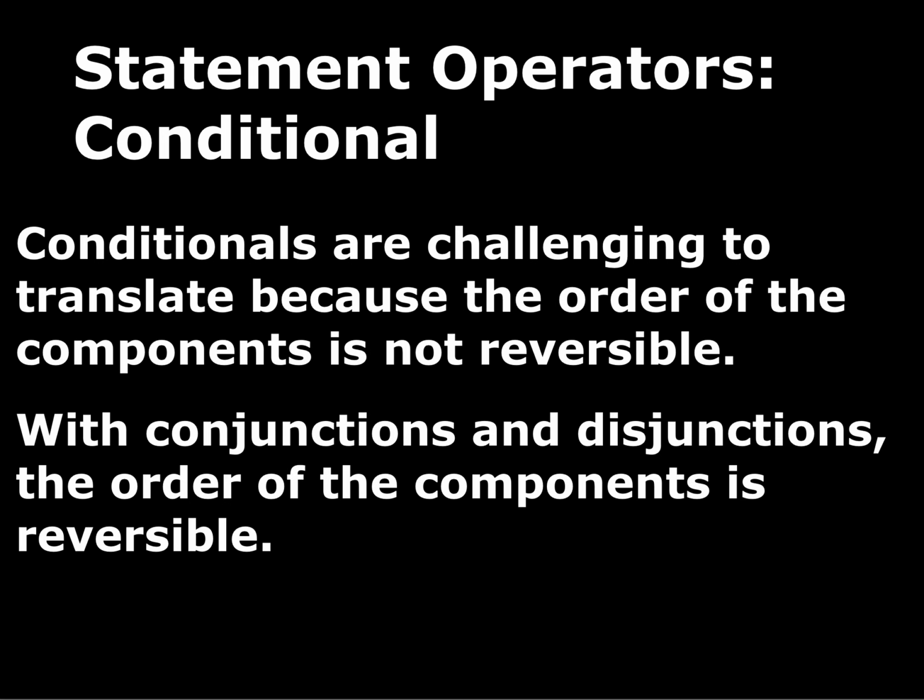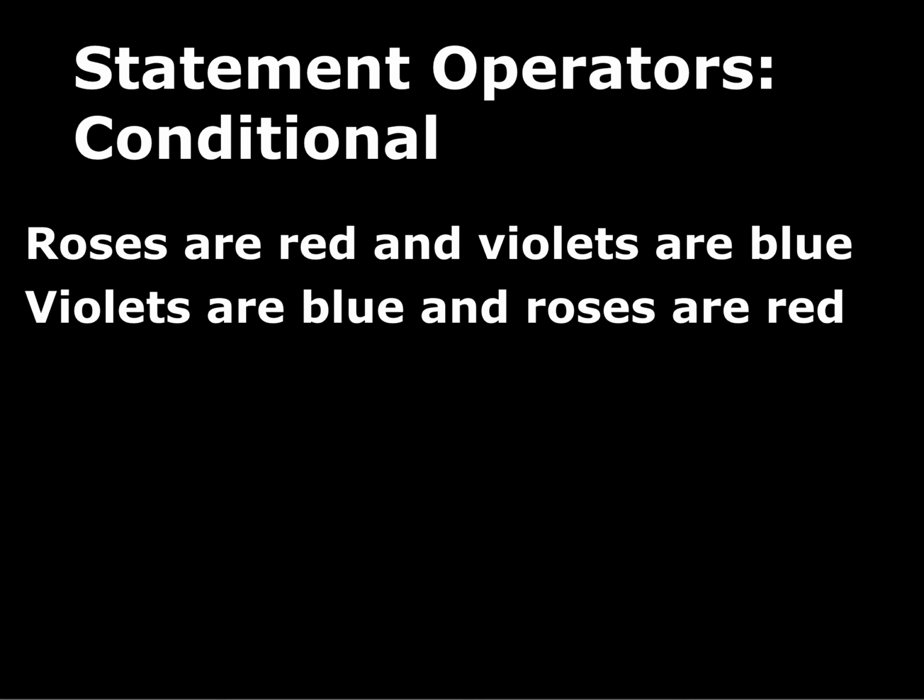Now, conditionals are challenging to translate compared to disjunctions and conjunctions, the other two-place statement operators. And the reason is that the order of the components isn't reversible. They're not order invariant. Whereas conjunctions and disjunctions, they are order invariant. You can reverse the order of the components. What do I mean by that? Well, let's look at the statement, roses are red and violets are blue. We can reverse the order of those components and it isn't changing the meaning. Violets are blue and roses are red.